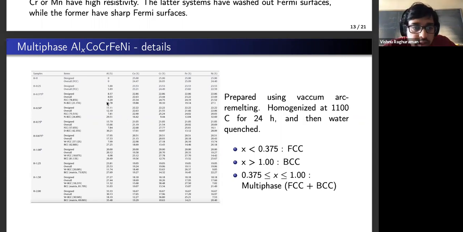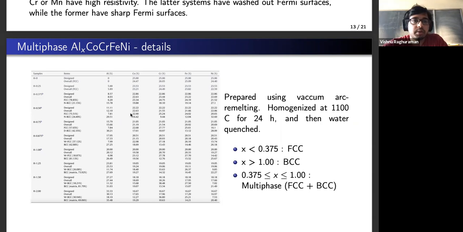Experimentally, they found that for aluminum concentration less than 37.5%, it's a single phase FCC, and above the equiatomic case, it's BCC. For some cases they found B2 plus BCC, but we're not taking that into consideration because we're doing single site. But in the intermediate region between 37.5% and the equiatomic case, they find a multiphase FCC plus BCC, with the FCC phase slowly going to zero and the BCC phase increasing.